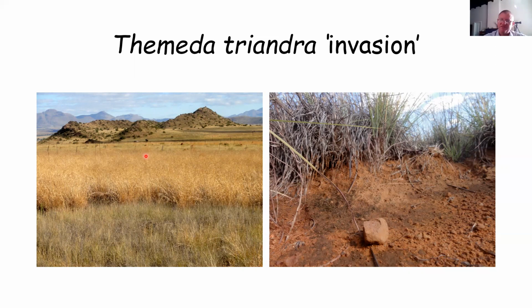So written at the top there, Themeda triandra invasion, because it's actually acting almost like an invasive species. And there's just a picture on the right-hand side. Inside there, you have these perennial Themeda tufts, and in between, just bare ground and nothing else growing at all. So although Themeda is a valuable species, where it does come in over here, it certainly is associated with a reduction in diversity and a reduction in different growth forms as well.